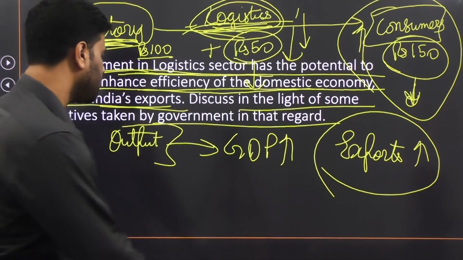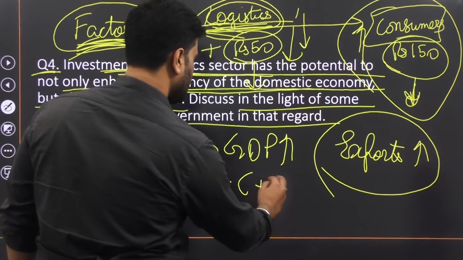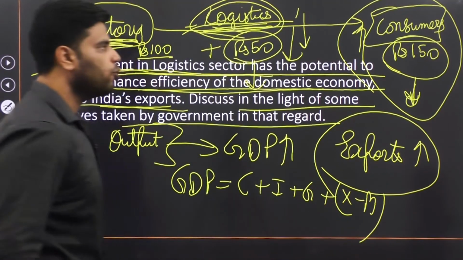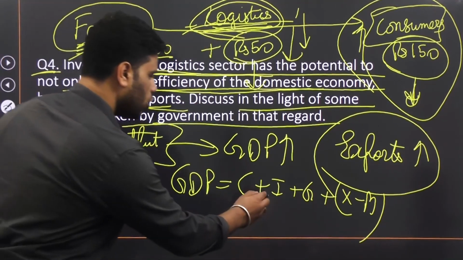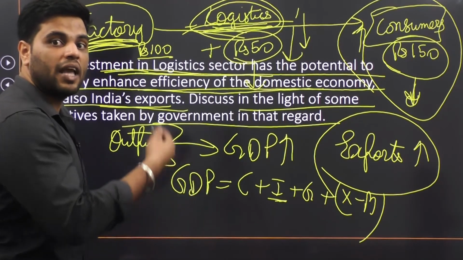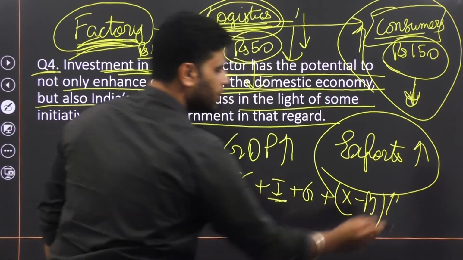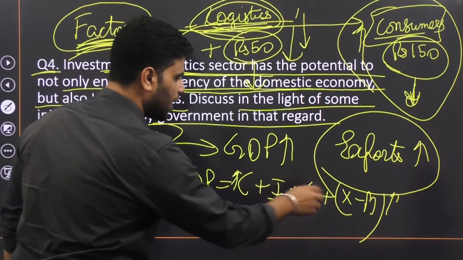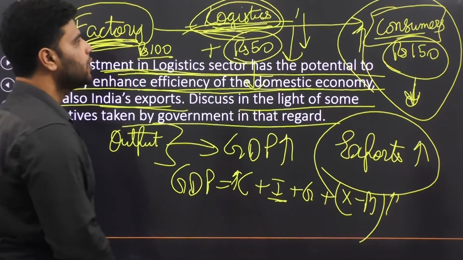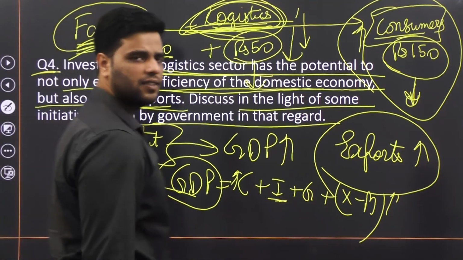Because after all, what is GDP? We have discussed this. GDP is driven by 4 factors: consumption demand, investment demand, government expenditure, and net exports. If you invest heavily in the logistics sector, you are increasing investment expenditure. When the logistics sector becomes efficient, consumer demand would also increase, and export demand would also increase. So in a way, 3 major drivers of GDP would be triggered if you invest heavily in the logistics sector. So your GDP would rise as a result of that.